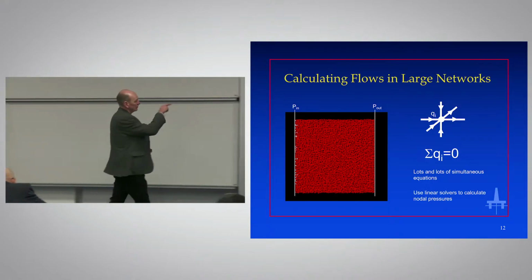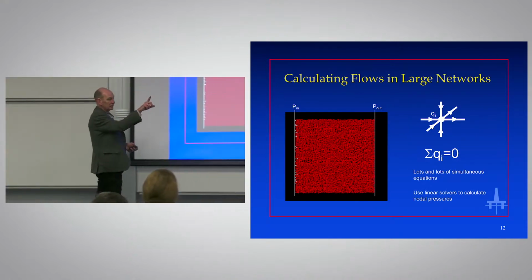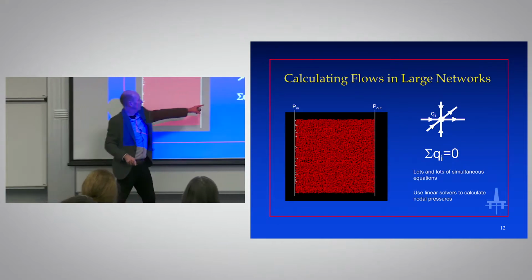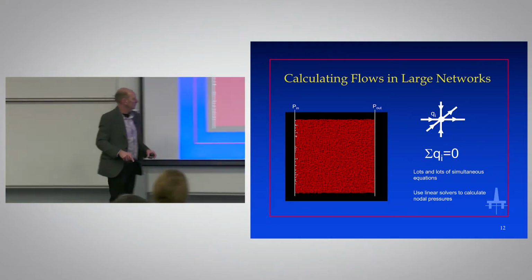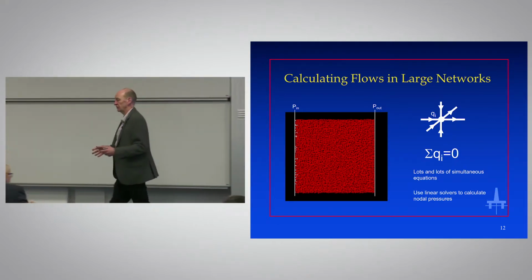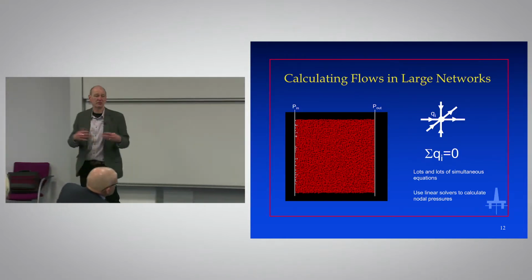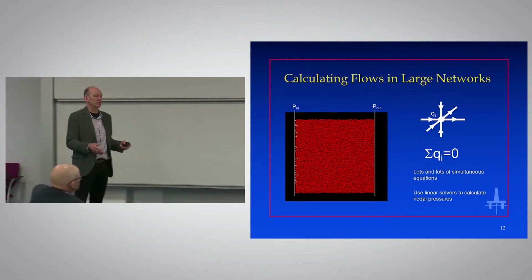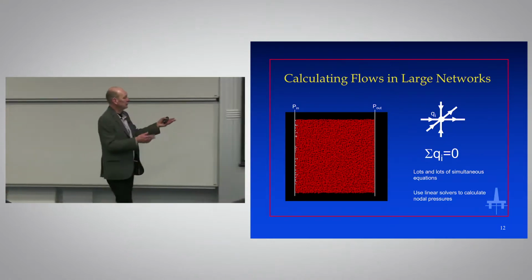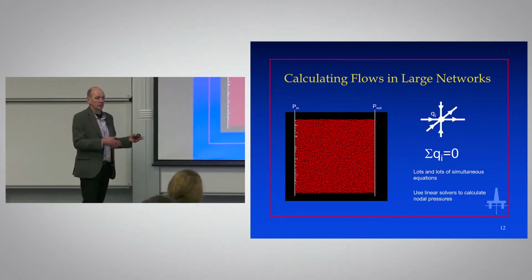So that's what that is. The flows, what flows in must flow out, which is written in this form here. And we do that for every junction, so we get lots of simultaneous equations, hundreds of thousands of simultaneous equations, maybe millions of simultaneous equations. And we use linear solvers to solve those computationally.